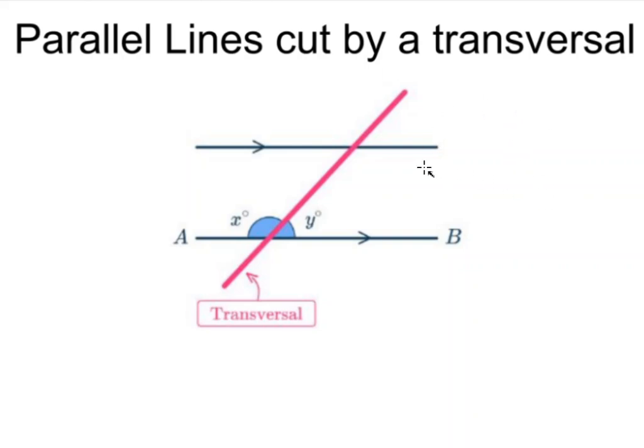So parallel lines cut by a transversal. So these two lines are going to be the parallel lines, and the transversal is going to be this line. And to take a minute, these two are going to be my angles that are a linear pair, and they will add up to 180.